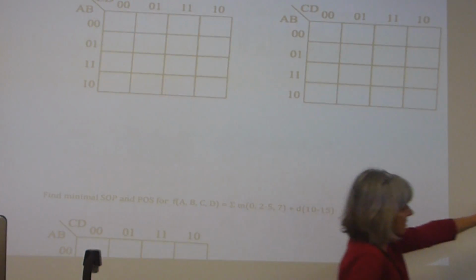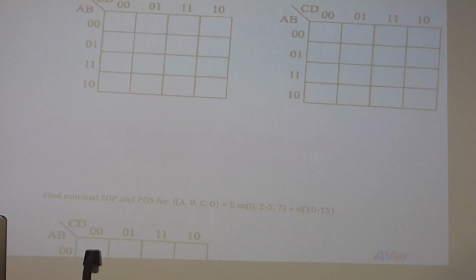So the idea is you're going to put in all the ones. Right, so you're going to put in all the ones, and then in order to get POS, you're first going to just get all the zeros, and then you're going to do De Morgan's on it. So you're going to count everywhere there's a 0, and then do De Morgan's. That's kind of our process.